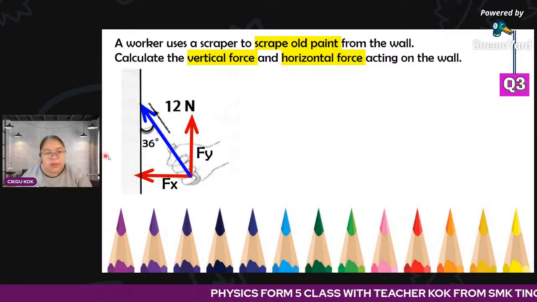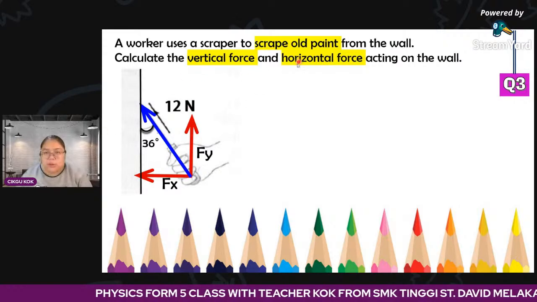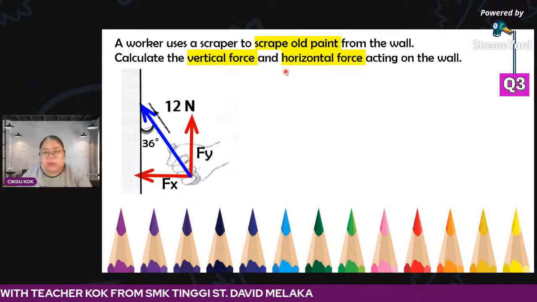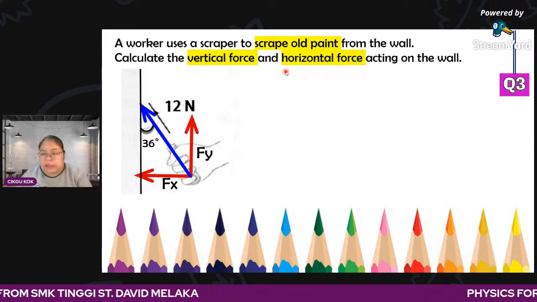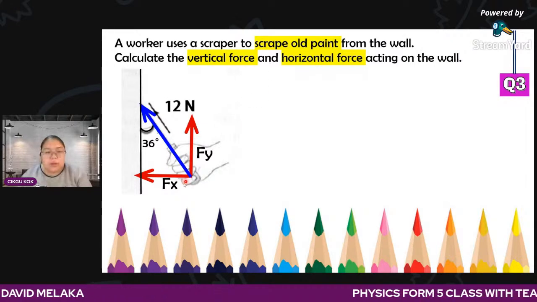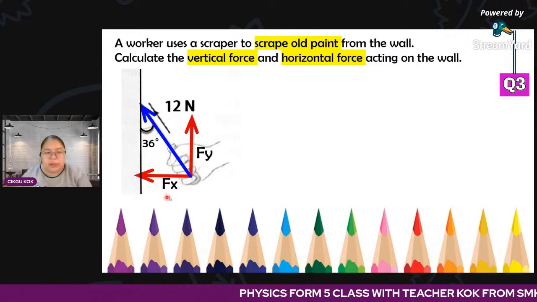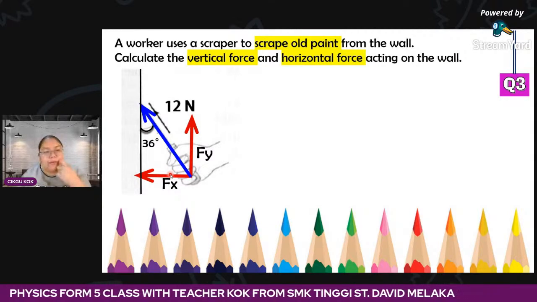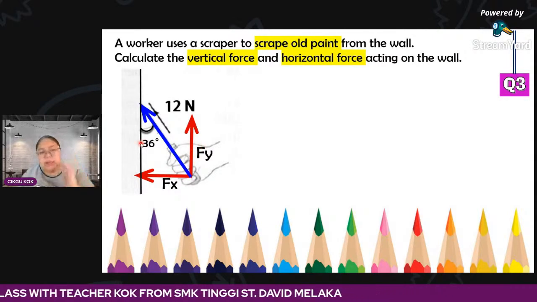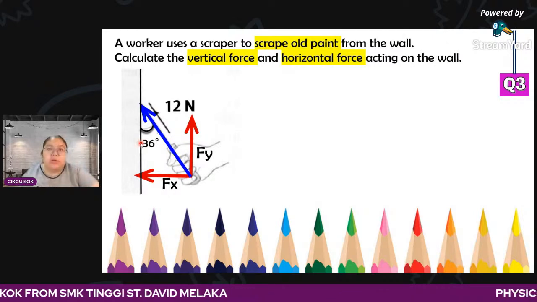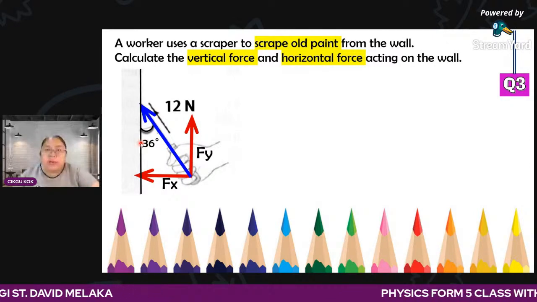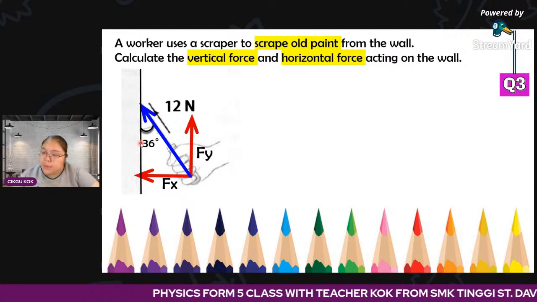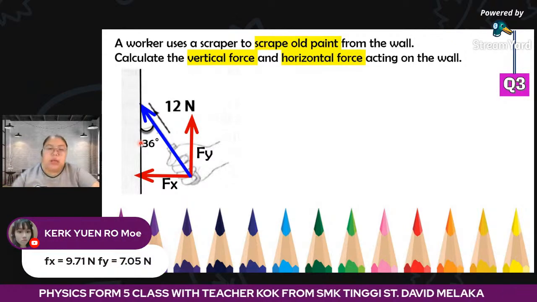Fx and Fy. So these questions are almost the same. They ask for the vertical and also the horizontal force. Make sure you understand what vertical means and what horizontal means. Now this one, the angle is here, so Fx should be opposite. So for Fx we're using sine. Fy, when I bring it to the other side, is beside, so we're using cos. Okay, Yenru gave me the answer already. Fx is 9.71 Newton. Fy is 7.05. Okay, we go to check.